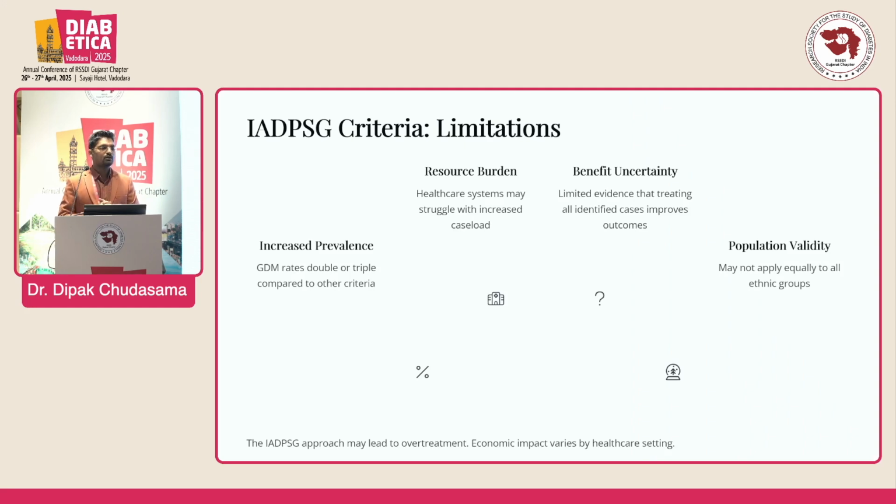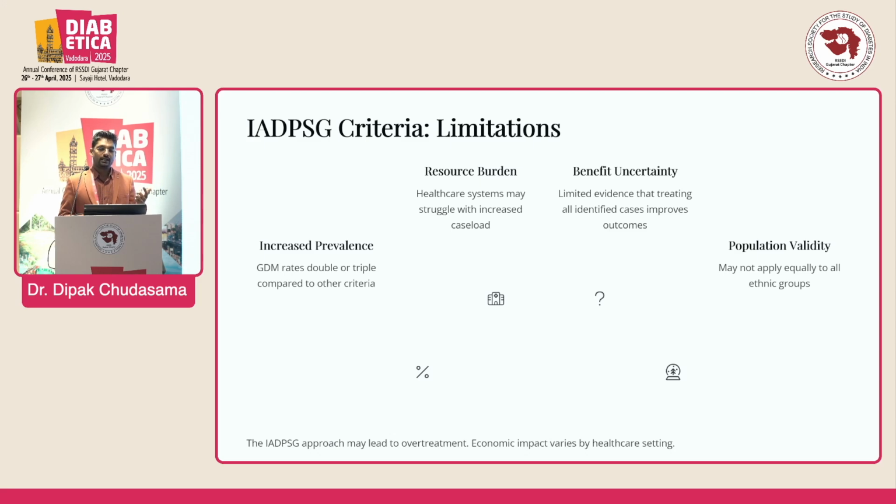What are the limitations of this particular criteria? First, it increases the prevalence, because the GDM rate doubles or triples compared to the other criteria. So the load will be more. Resource burden: the healthcare system may struggle with the increased case overload.